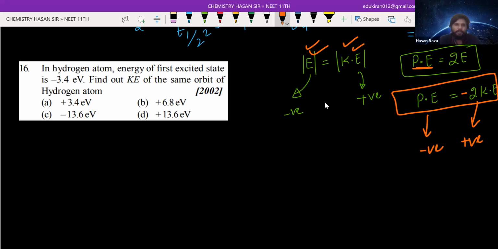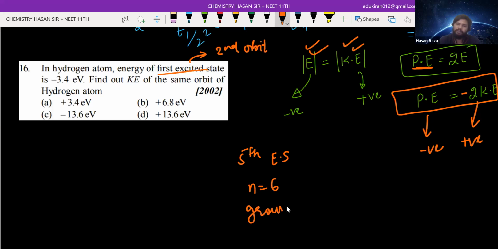So you can see hydrogen first excited state means second orbit. If someone asks you the third excited state, the answer is the fourth orbit; you just need to extend. If someone asks you the fifth excited state, that means n is equal to 6. And ground state means n is equal to 1. So the first excited state, n is equal to 2, has an orbit which has energy minus 3.4 electron volt.